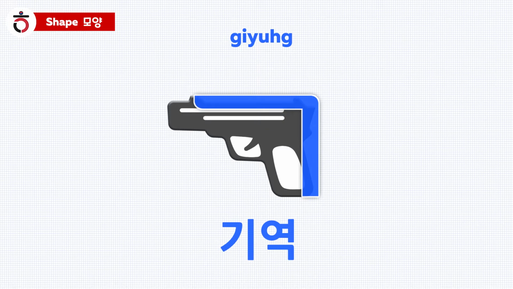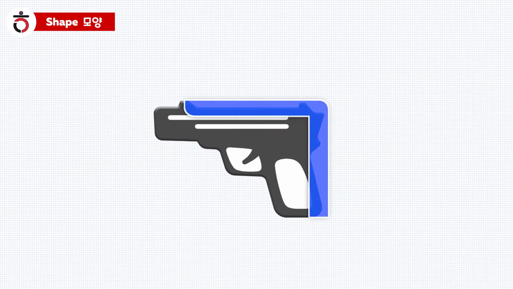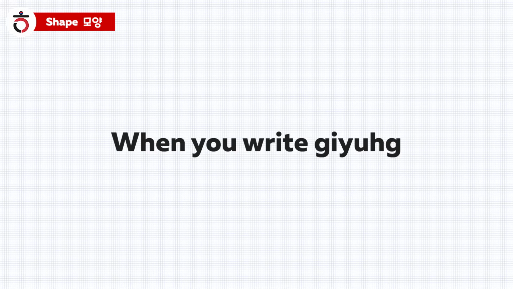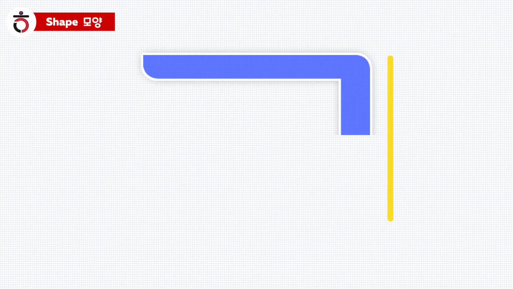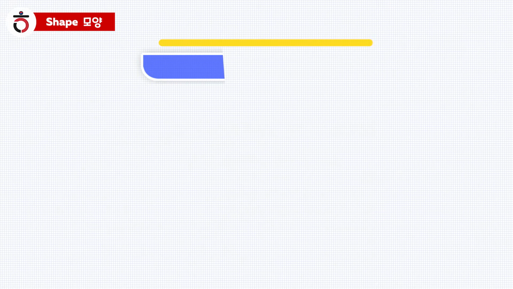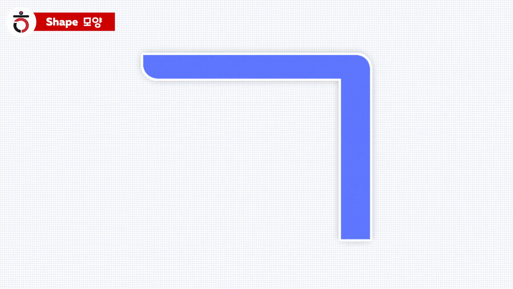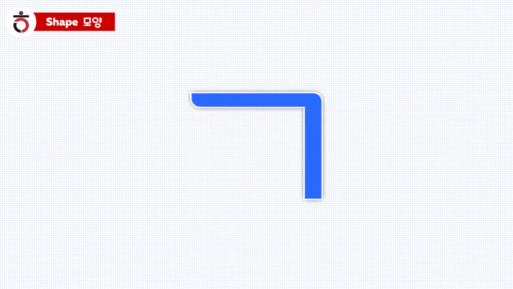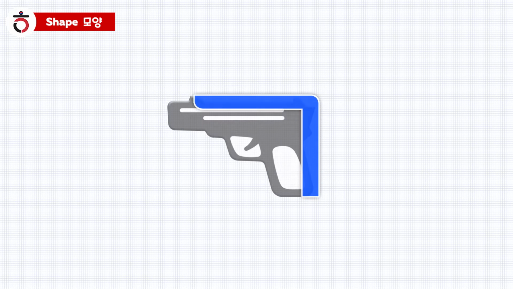Giyuhg looks like a gun. When you write giyuhg, you have to draw a horizontal line from the left to the right bravely, and a vertical line from up to down confidently. Giyuhg. It looks like a gun.